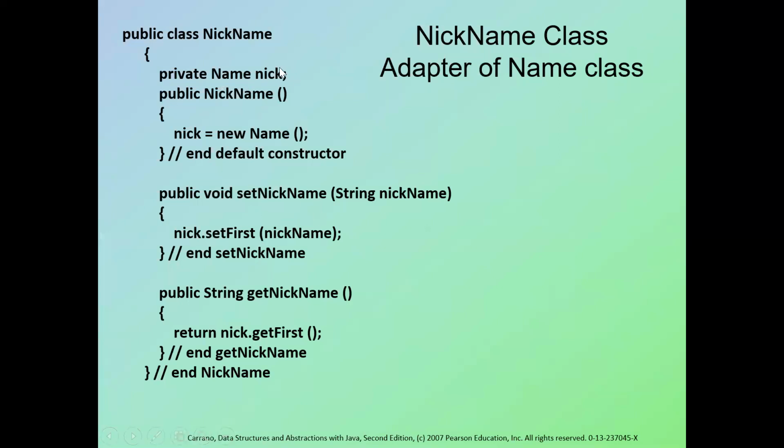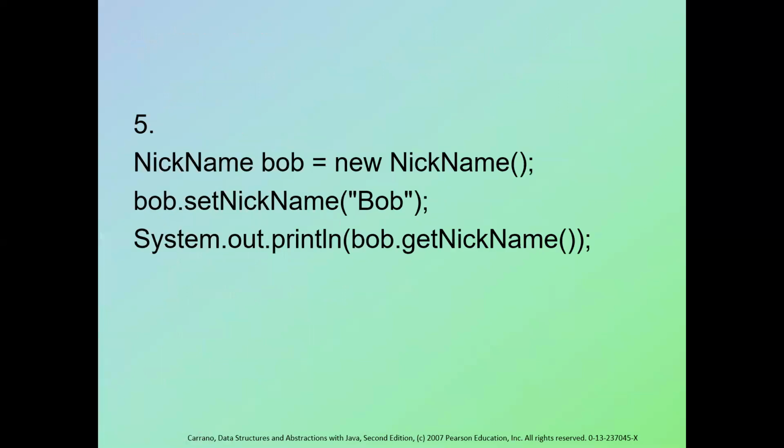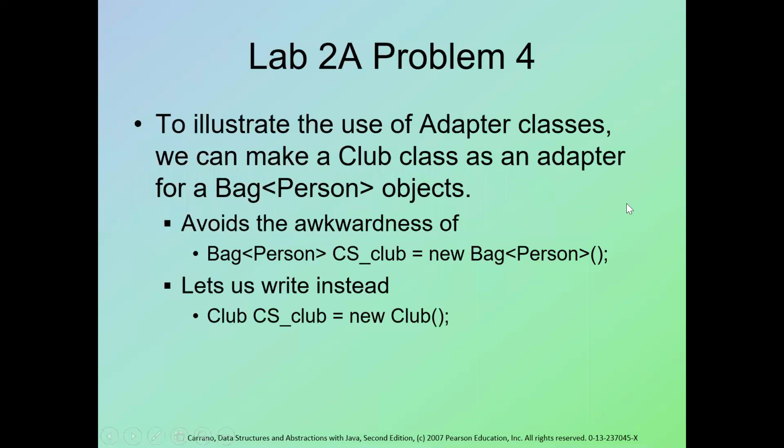So you only need one field for a nickname, but they're using the name class, which has 2 fields, and they're just setting the first name to the nickname because that's all you need. And the get nickname is just going to return the first name, and that's a really simple adapter class. You now have a nickname class, and you used a lot of code from the name class. It sort of maybe saved you a little bit, but this is just purely a demonstration. So now you can make a nickname Bob and so on. But for 2A problem 4, let's write the use of an adapter class.